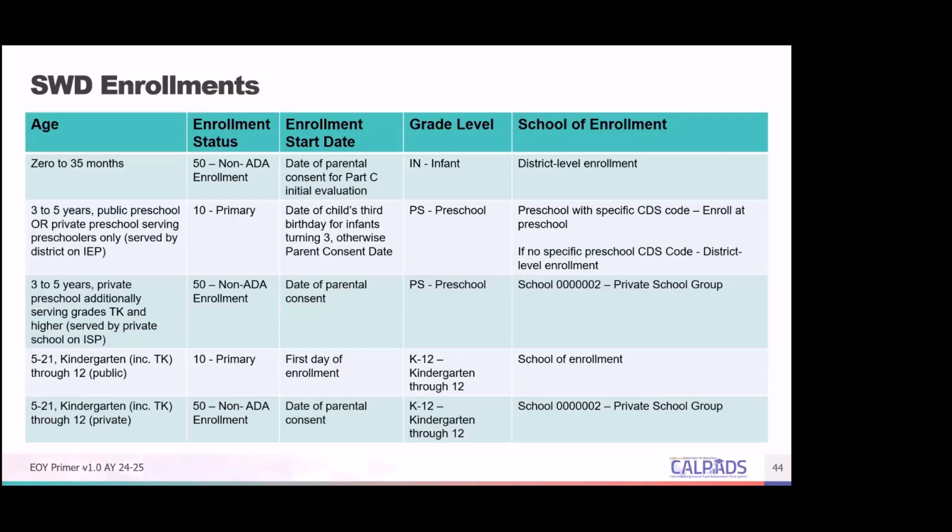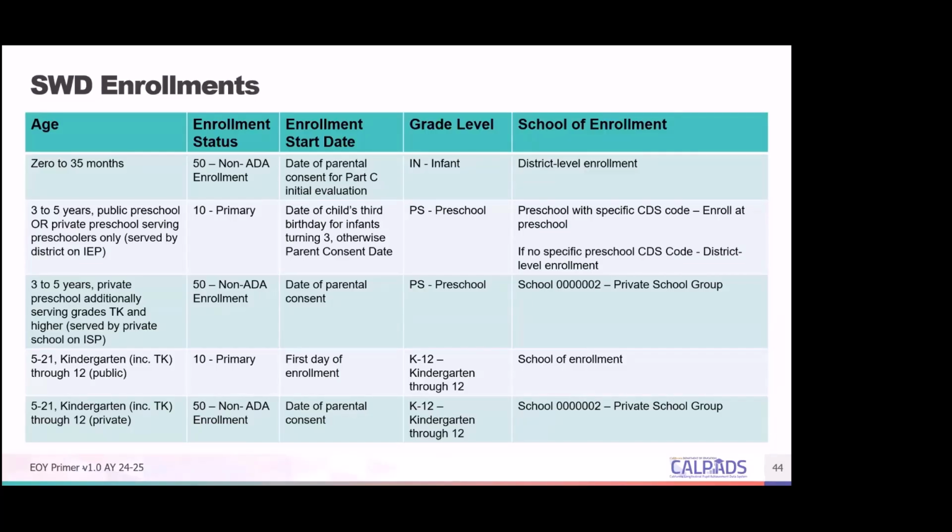And we can see in this table that the recommended enrollment status for students with disabilities are either 10, primary, or 50, non-ADA, but only students served on an ISP or an IFSP should have an enrollment status of 50 reported. And you should take a look at the grade levels where that enrollment status of 50, the non-ADA, is reported. These are for the very small children typically. All students with disabilities do, though, need to be reported. And if they are in your SEIS system, they also need to be in CALPADS and in your local student information system.